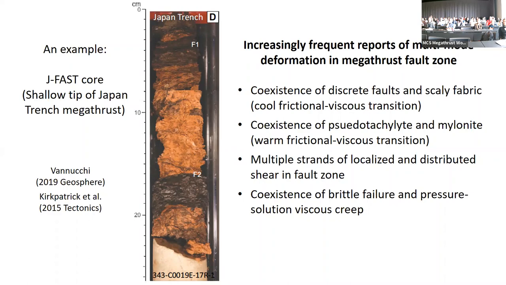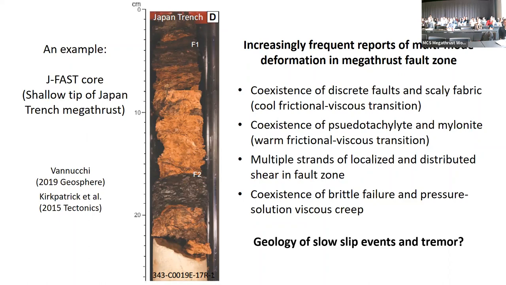Also from other publications, we see the coexistence of pseudotachylite and mylonite. Pseudotachylite is an indicator of earthquake rupture, right? And mylonite is usually more ductile. We have multiple strands of localized and distributed shear in the fault zone, and coexistence of brittle failure and pressure solution. This is great, right? We have to think about the geology of slow slip events and tremor.